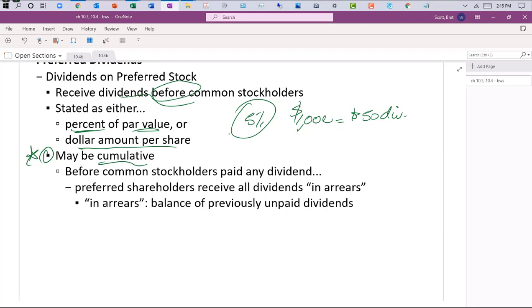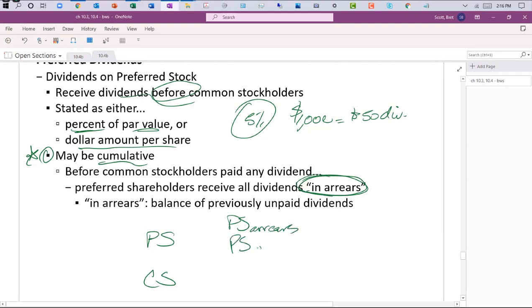Now, what if it's a cumulative preferred? Well, if we skip a dividend payment, then any amounts that we skip are put in arrears, meaning that we make a note that when we later on declare dividends, we have to pay preferred shareholders those amounts in the past that we have skipped. Those amounts get paid first. So you have the preferred shareholders, and then you've got the common shareholders. But if there's a skipped payment, preferred shareholders get paid any in arrears, and then get paid their current portion.